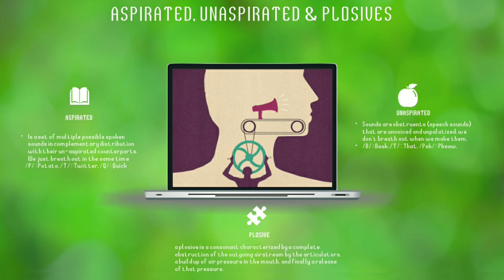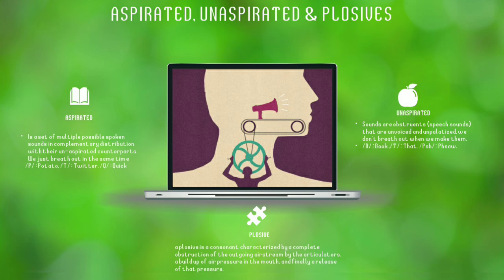There are three types of plosive. The first one is bilabial plosives. A bilabial plosive is a sound in which the flow of air out of the body is interrupted by closing the lips together. For example, pizza, trouble.